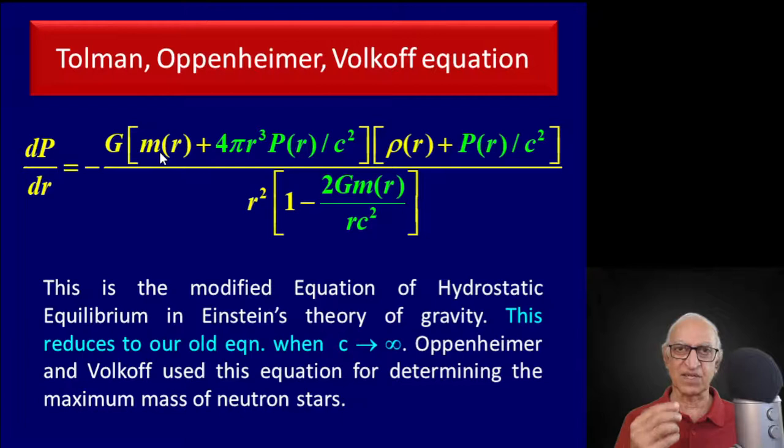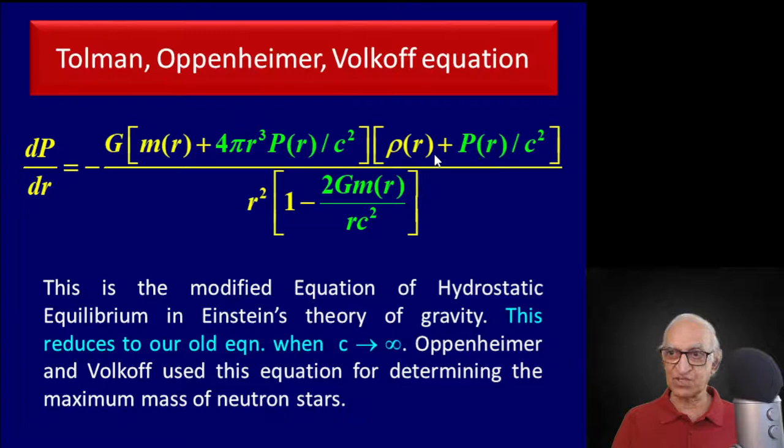Pressure is energy density, energy per volume. So if I divide energy density by c squared, I will get the mass density. So I have to add here this term. Please think about it. It is 4 pi r cubed multiplied by the pressure at the point r divided by c squared. And similarly, rho of r is mass density, where in Newtonian mechanics, gravity, you take into account only the rest mass energy of the particles. But if there is pressure, there is energy density, therefore that divided by c squared will give you mass density.